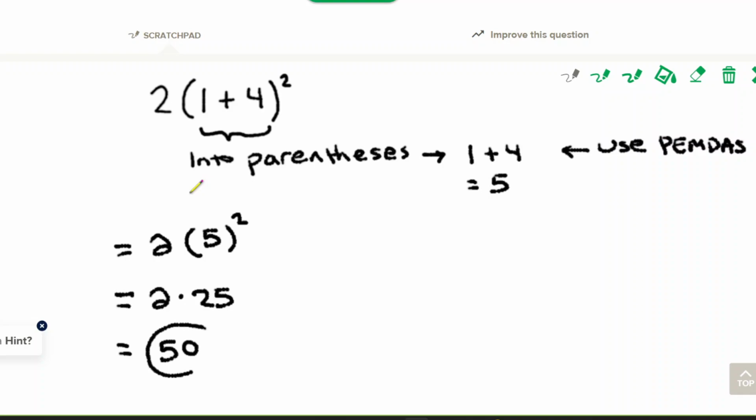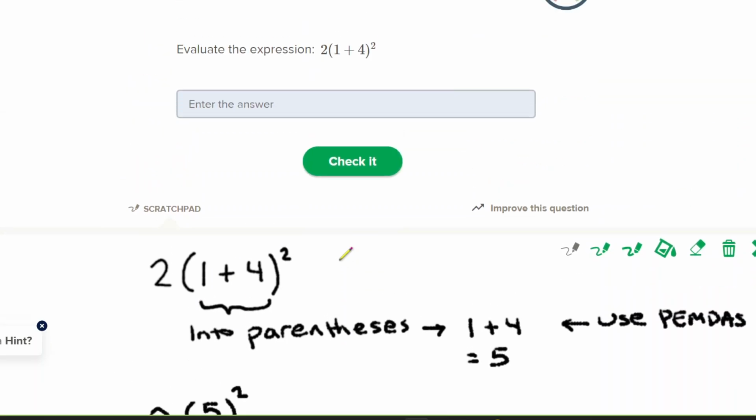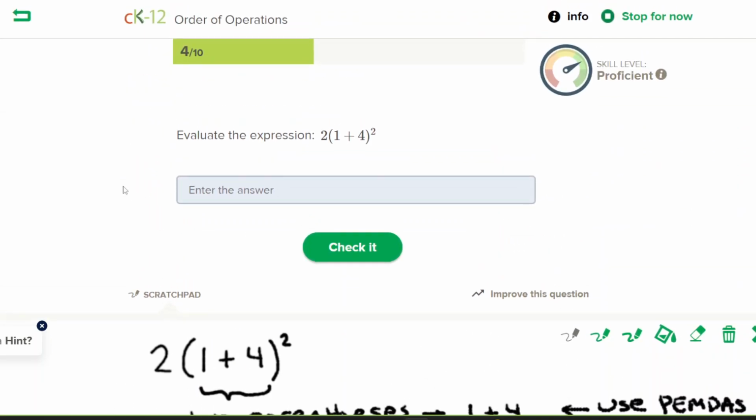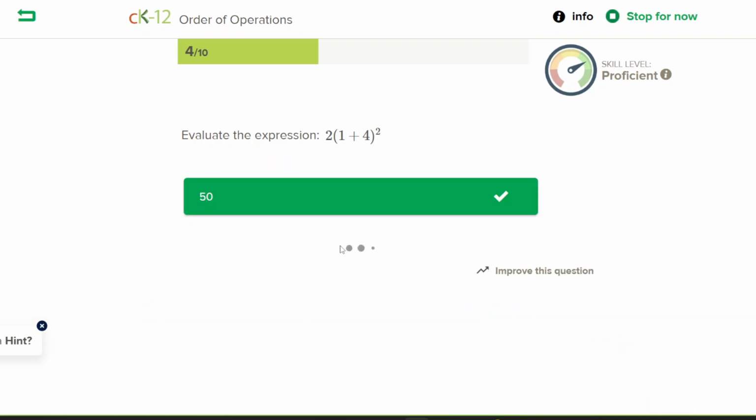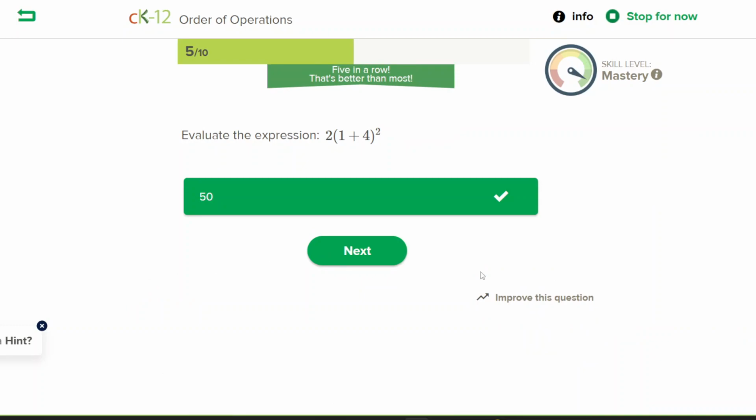2 times 25 is 50. Right, and there you go. This 50 is a single value. It's the value of this expression that they gave us after performing the operations in the correct order. So I'm entering 50, checking it out, and great.